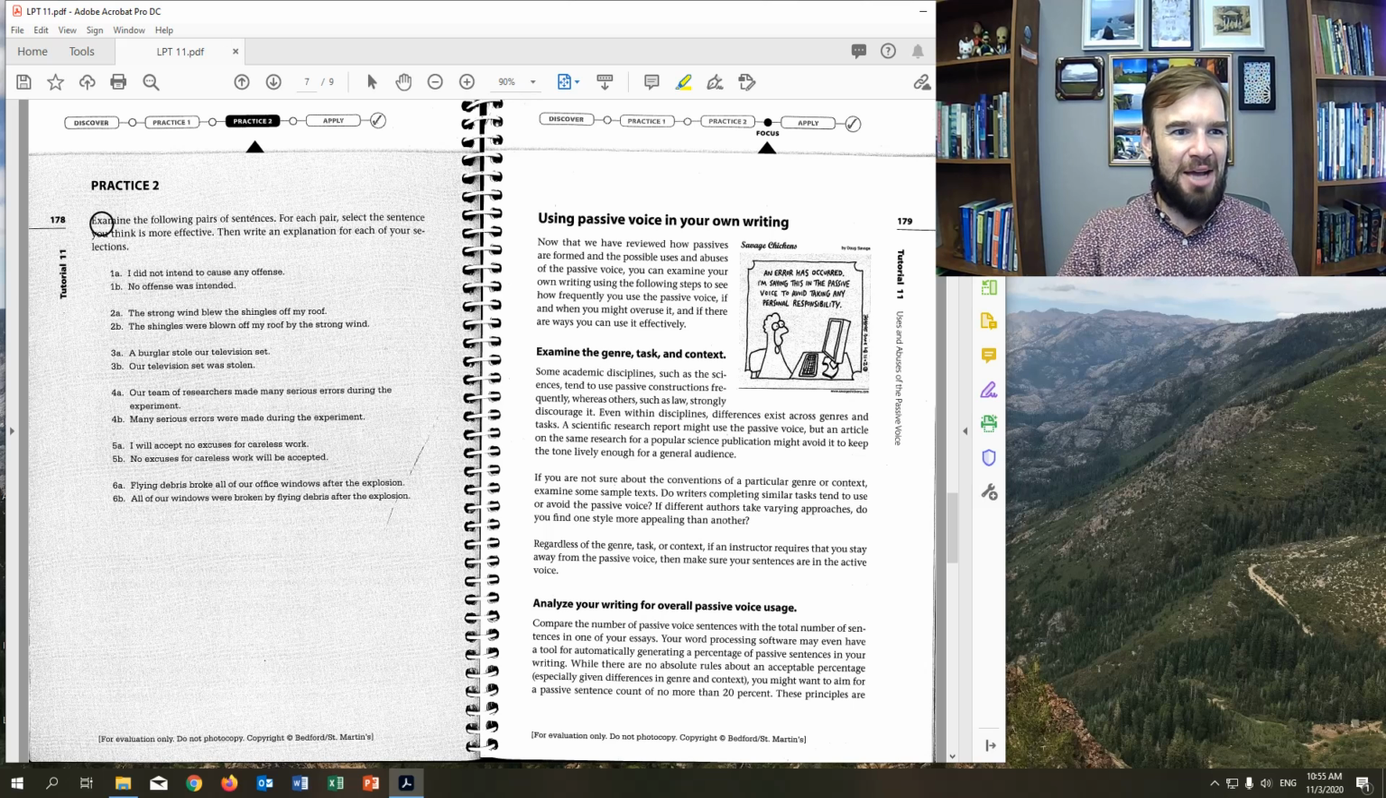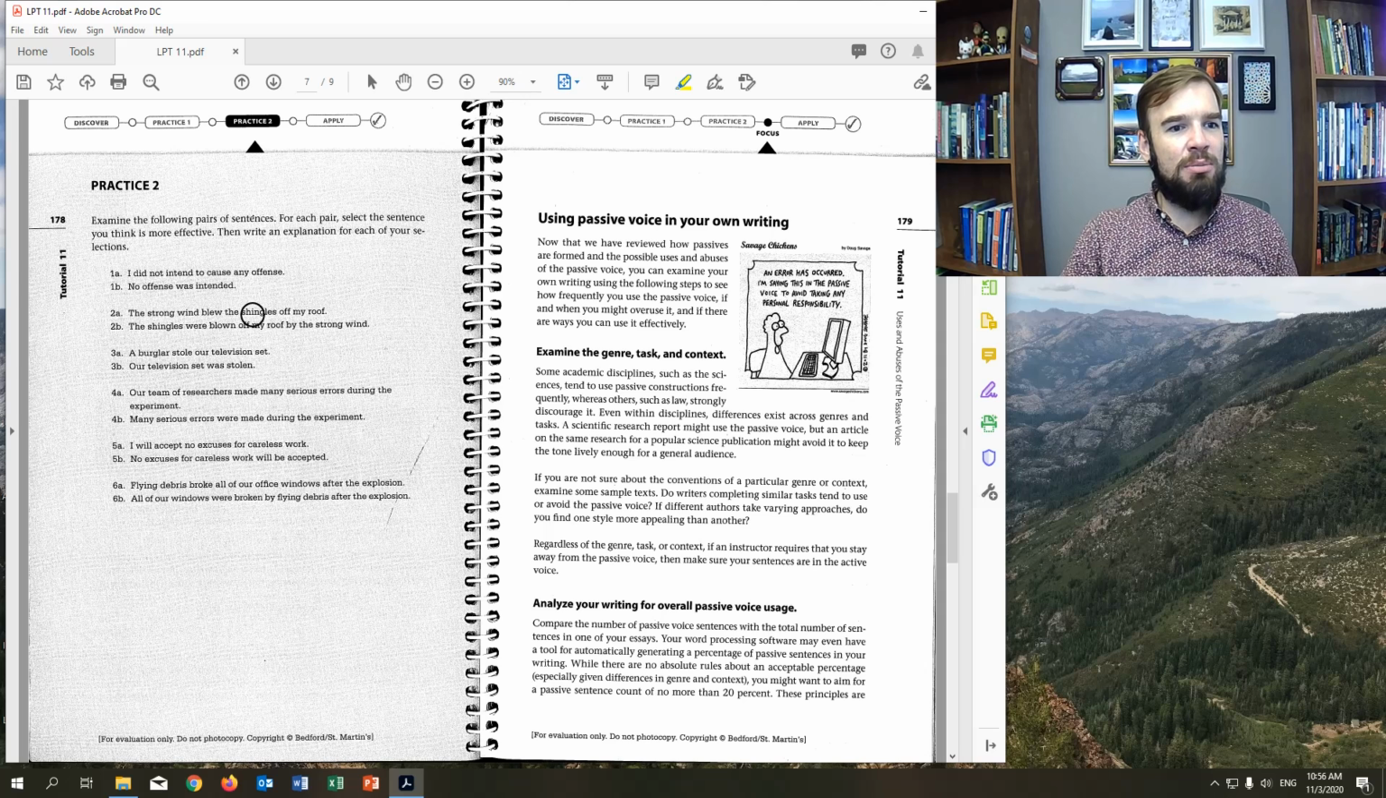Page 178, practice 2. Examine the following pairs of sentences. For each pair, select the sentence you think is more effective. Then, write an explanation for each of your selections. 1a. I did not intend to cause any offense. 1b. No offense was intended.